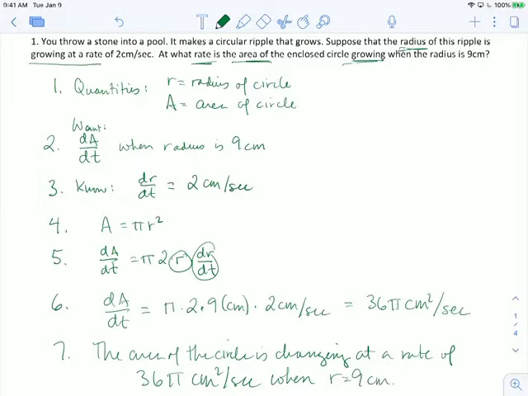So notice I've gone through all the steps in the outline. I've read carefully, I've identified the quantities that are changing, I've given them variable names, I've identified what it is that I want to find, represented it symbolically, and then I write down the information that I'm given about other rates of change. I've come up with a relationship between the quantities that are changing. I've implicitly differentiated, and then I've substituted in the values that I know. And I found the rate of change that I was interested in determining and reported it back.